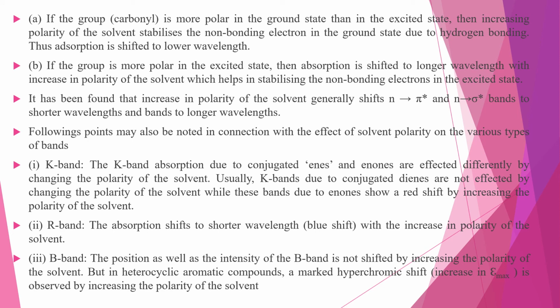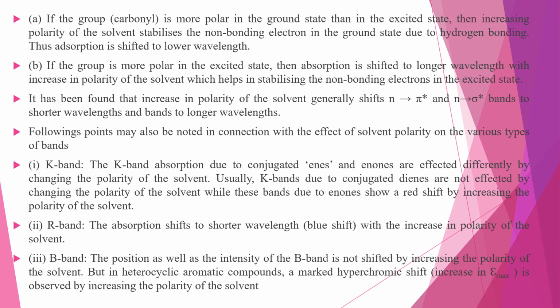The K band absorptions due to conjugated enes and enones are affected differently by changing the polarity of the solvent. Usually, K bands due to conjugated dienes are not affected by changing the polarity of the solvent, while these bands due to enones show a red shift by increasing the polarity of the solvent. The second one is the R band. The absorption shifts to shorter wavelength with the increase in polarity of the solvent.